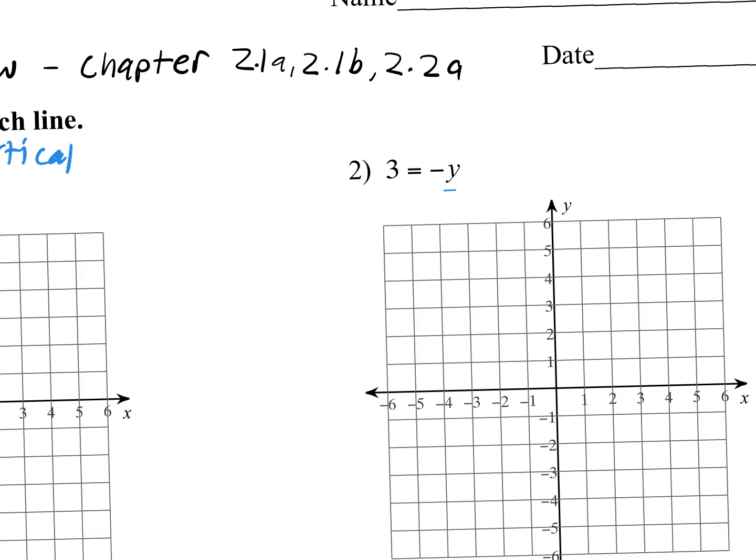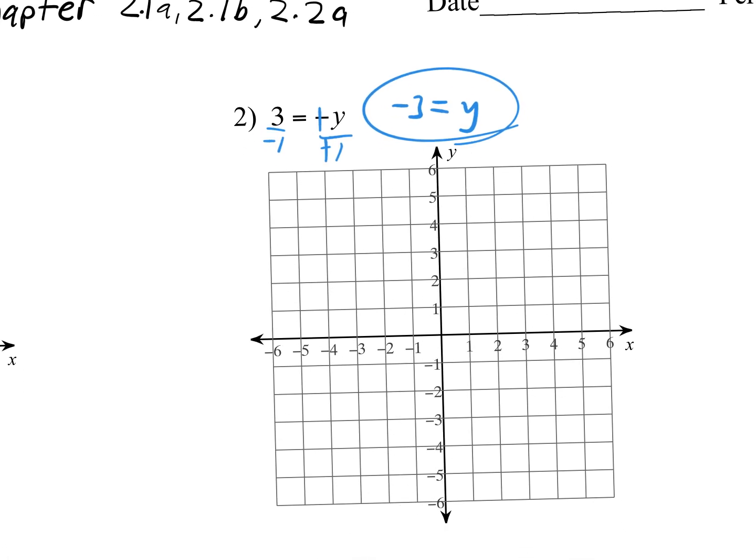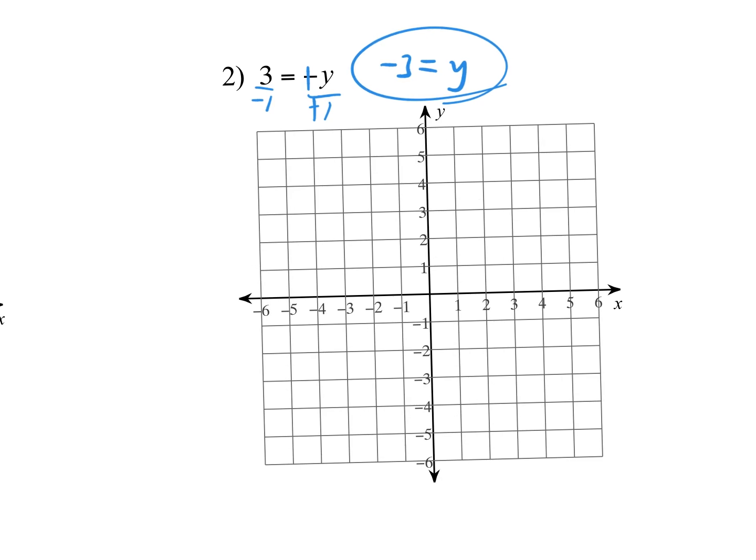So we want to get this y by itself. To get it by itself, you can either multiply or divide by negative 1, and that's going to get rid of that negative in front of the y. I'm going to divide both sides by negative 1, and then we get a positive y, and 3 divided by negative 1 is negative 3. So we get negative 3 equals y. And there's your equation. Now to graph this, you're going to find on the y-axis where y is negative 3, and it's going to be right here. It's going to be horizontal, so you're going to draw a line going straight across to the left and to the right. And this is the graph of your equation.